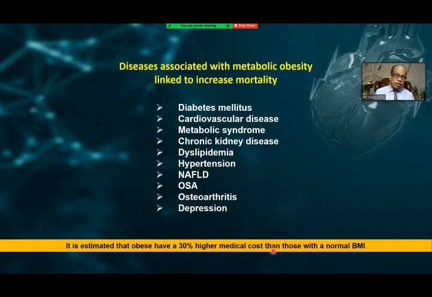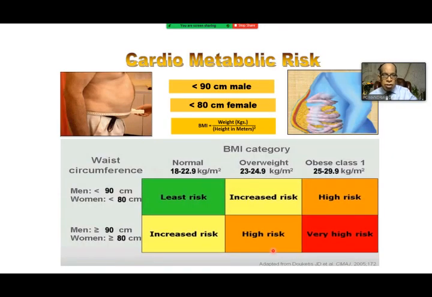What is very distressing is that if you are obese, you have a 30% higher medical cost than those with a normal BMI. How do we measure the cardiovascular risks? This can be measured in a very simplistic way by measuring the waistline and the body mass index.